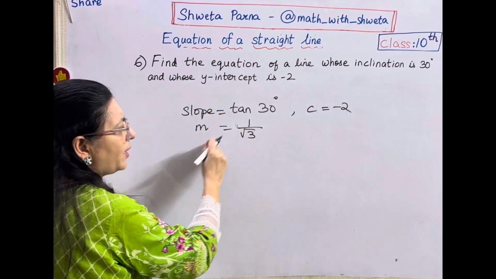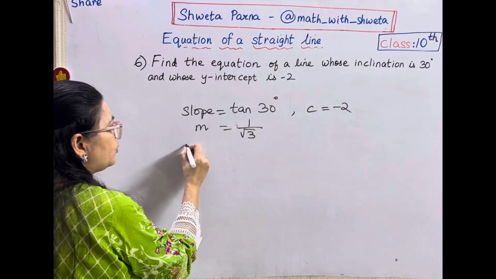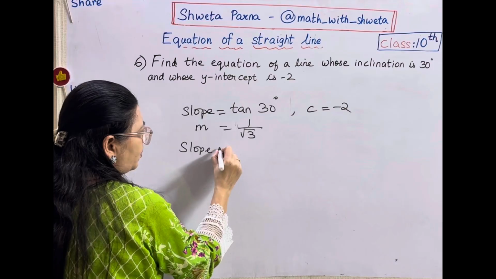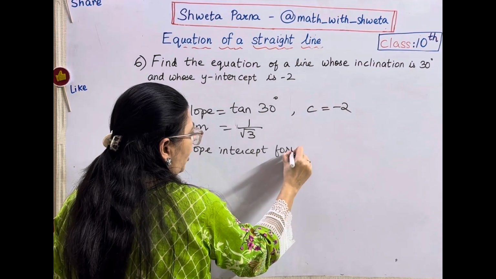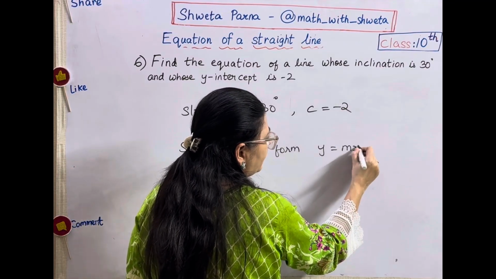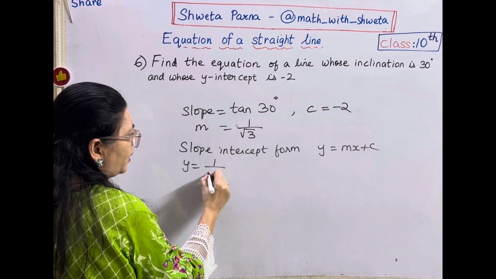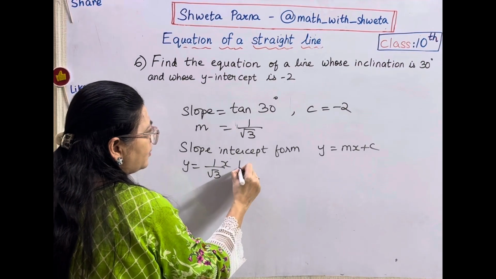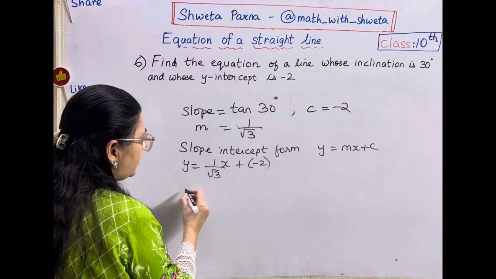Now, slope is there, y-intercept is there. Which equation will you use? You will use the slope-intercept form. And how do you write in the slope-intercept form? Y is equal to mx plus c. So this would be y is equal to m is 1 upon root 3 into x plus c is minus 2. Okay. Take the LCM.